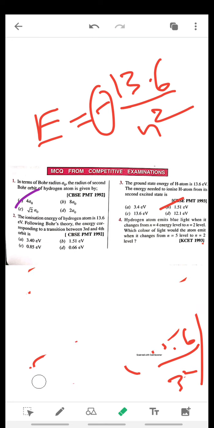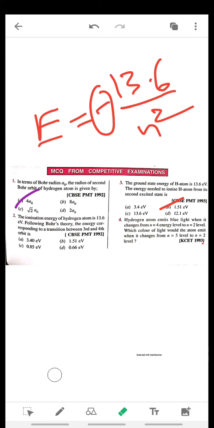Okay, go to question number 4. But here options are not there. I will take one more board. Just read the question. Hydrogen atom emits blue light when it changes from n equals 4 energy level to n equals 2 level. Which color of light would the atom emit when it changes from n equals 5 level to n equals 2 level? In this case energy will be increasing. Energy increasing means wavelength will decrease. Sorry, they are asking frequency.